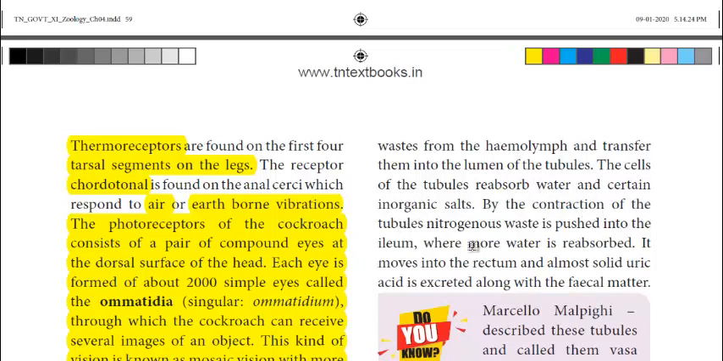By the contraction of the tubules, nitrogenous waste is pushed into the ileum, where more water is reabsorbed. It then moves into the rectum and almost solid uric acid is excreted along with the fecal matter. There is no separate opening or aperture for release of uric acid. It is mixed with the fecal matter and released out.